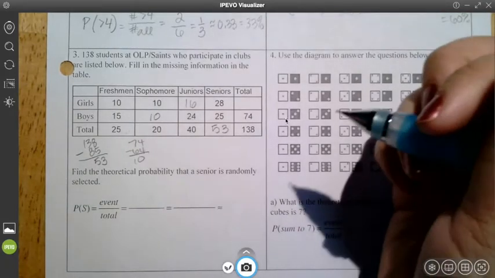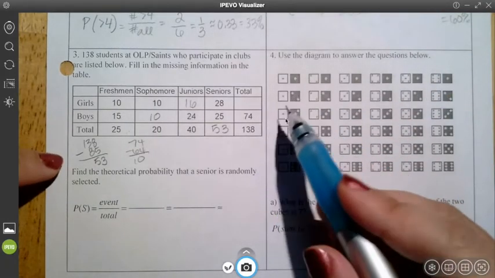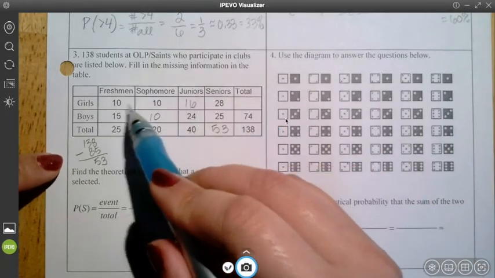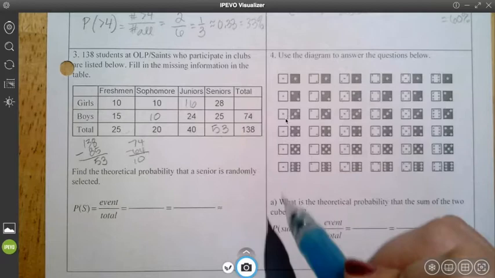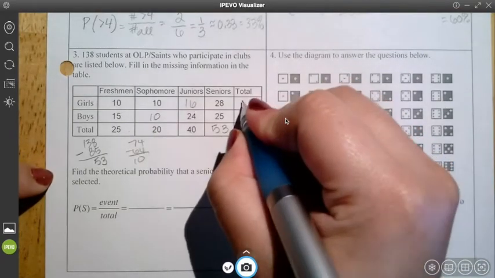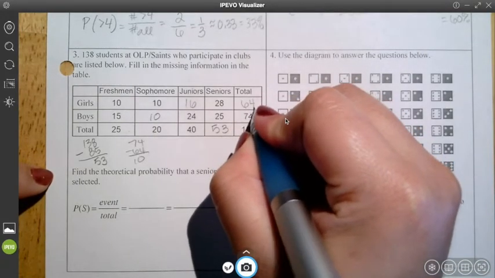Okay, my pencil broke, so I have a new pencil. And then our total number we can add across here, or we can subtract, right? If 74 are boys, how many are girls? And so either way, you should get 64 total girls.